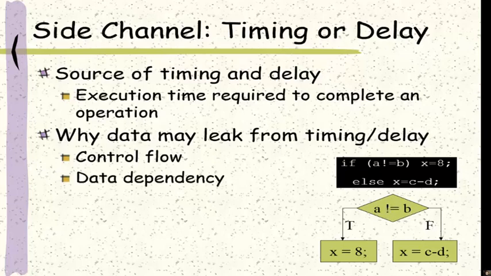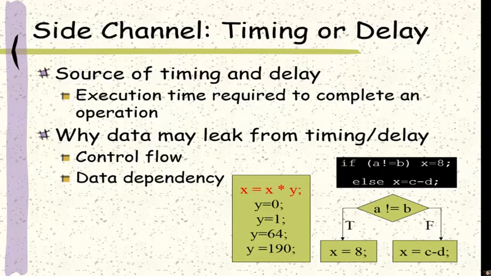The data dependency nature of many operations can also leak information. Consider a very simple multiplication operation, x times y, and assign the product to x. The execution time when y is equal to a number such as 190 will be very different, in particular much longer, than the case when y is equal to 0, 1, or 64. In the last case, because 64 is 2 to the power 6, this multiplication is normally implemented by a logical shift, which takes much shorter time.